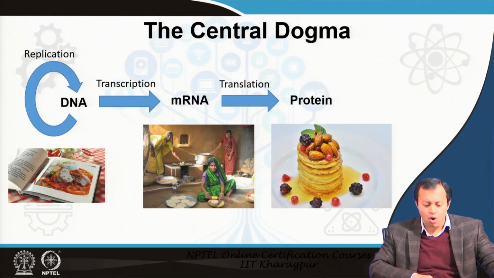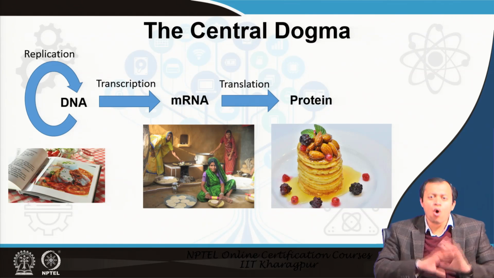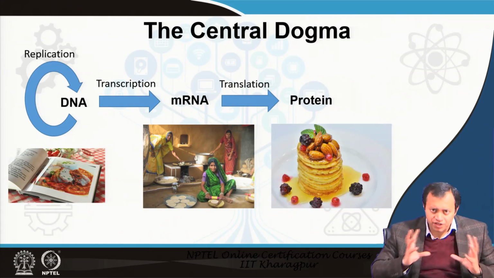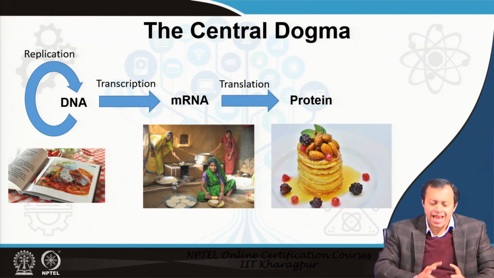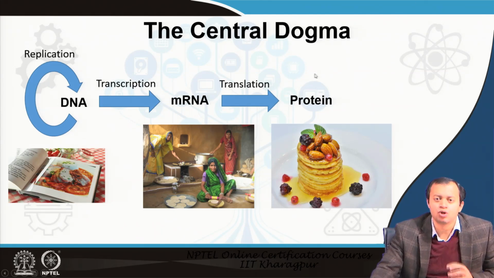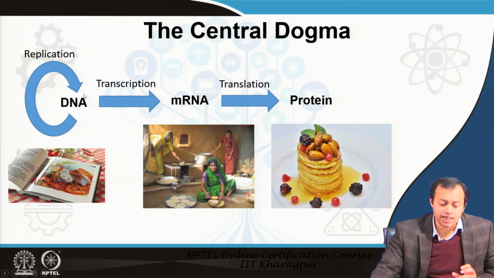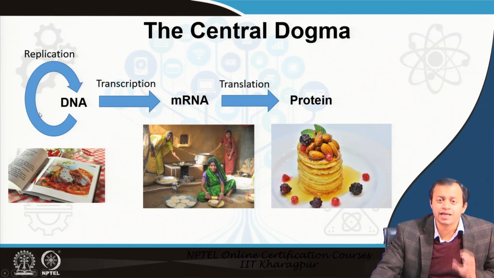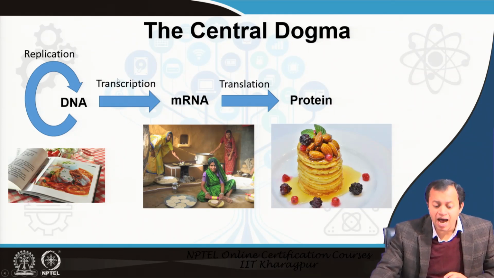So, overall, all of this genetic information can be simply put into this so-called central dogma, meaning DNA gets converted into RNA, DNA creates RNA, RNA creates protein.